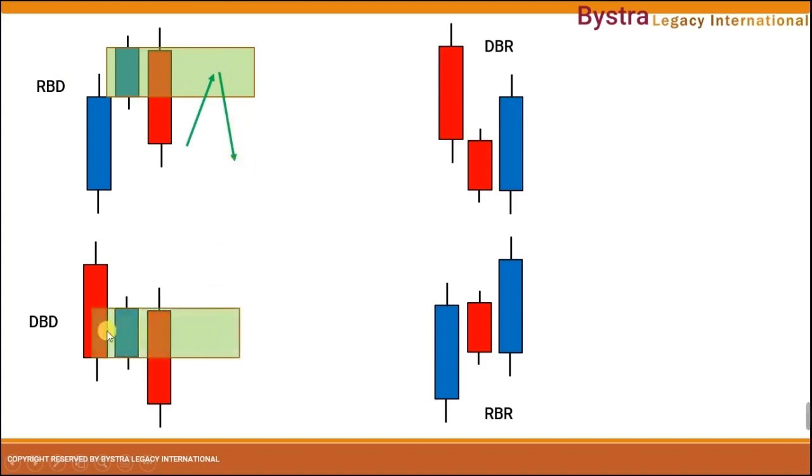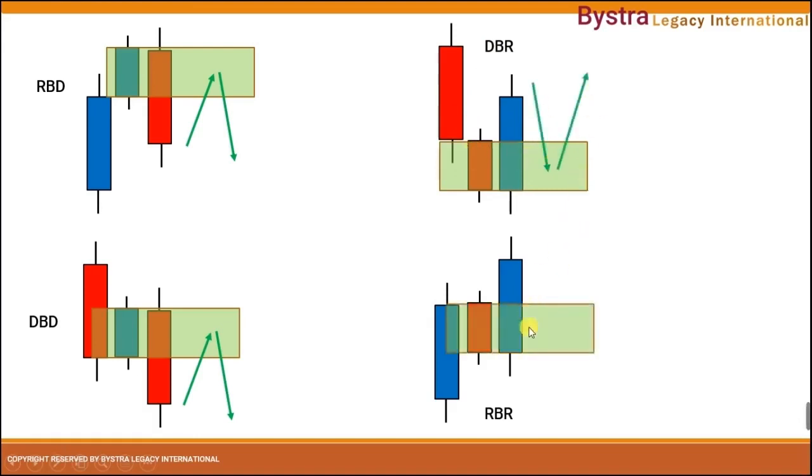The same goes for Drop Base Drop. This is also a supply zone. Price comes in and continues on the downtrend. Remember guys, all we mark is the base only. The same goes with Drop Base Rally for a demand zone. Price comes in and continues upward, and with Rally Base Rally, price comes in and goes to the uptrend.